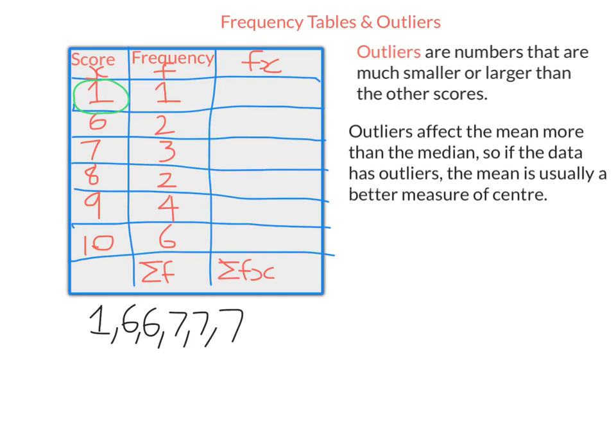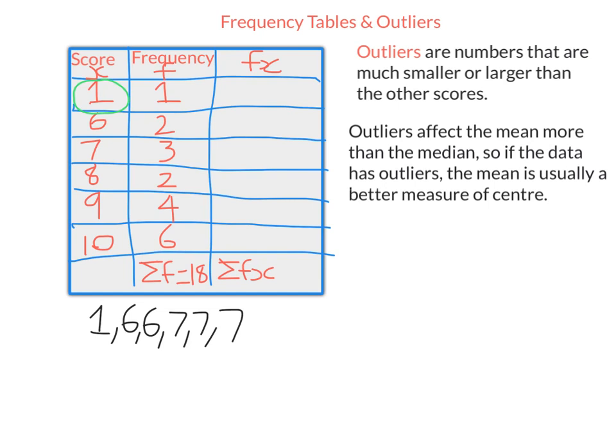So what we're going to do is show how outliers affect the mean and median. How would we use this table here to calculate the mean and the median? We'll start with the median. The number of scores in this data set is 1 plus 2 plus 3 plus 2 plus 4 plus 6. So let's add up all of these numbers, we get 18. Down here, this says the sum of frequencies is 18, or in other words, there were 18 scores.